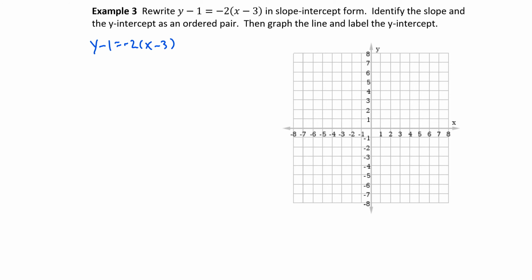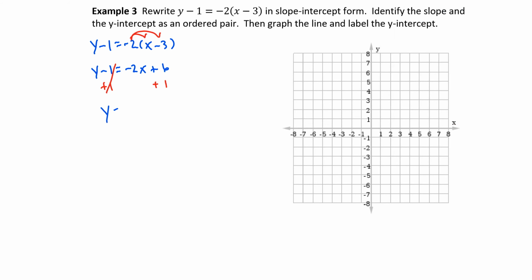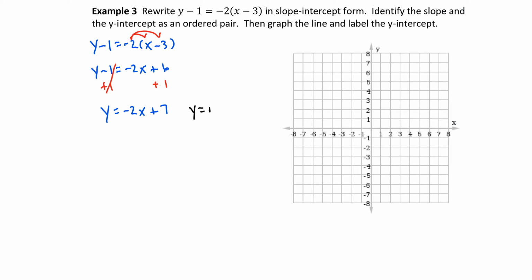So the first thing I need to do is distribute the negative 2 to break up these parentheses. We have y minus 1 equals negative 2x plus 6. Now we need to isolate the y, so we can add 1 to both sides. And we end up with y equals negative 2x plus 7. Notice that is the form y equals mx plus b. So let's identify our slope.